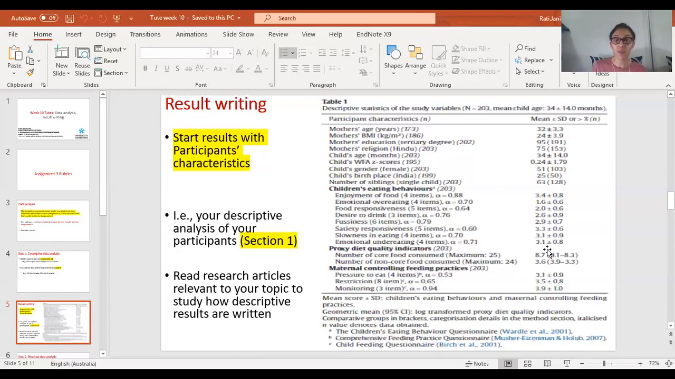Okay, so hope this is simple enough. This is an example from one of my research papers. This is how you design your Table 1. The most relevant part for you is this much. Can you see age, BMI, education, religion? So this first part of this image is what is most important for you. That is how your descriptives will look.